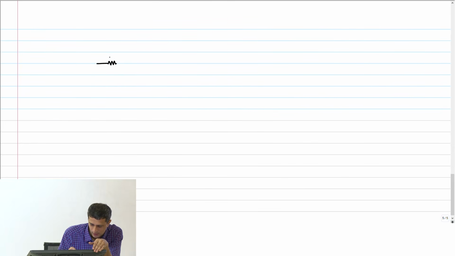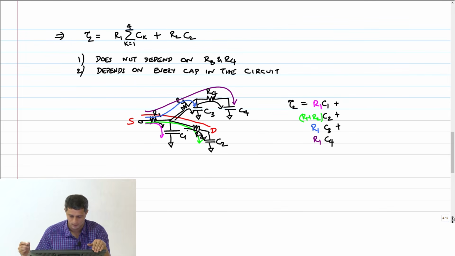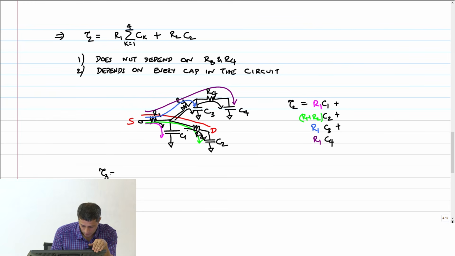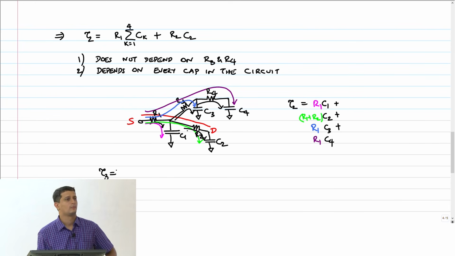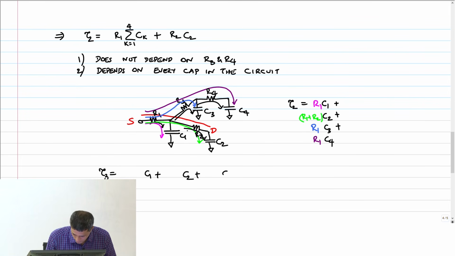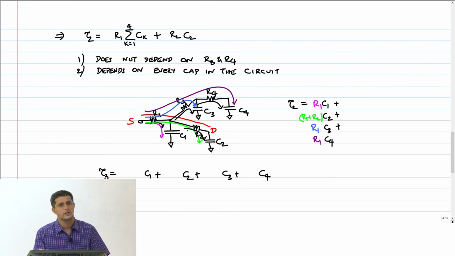Let's just maybe do one more example so that we get a feel for this. Should I do a new circuit? No, I don't have to do a new circuit. Let's do tau 3. Can you tell me what tau 3 should be in this circuit? So what are the steps that I told you? First, you put down all the capacitors, right? Then we'll fill the coefficients of the capacitors.